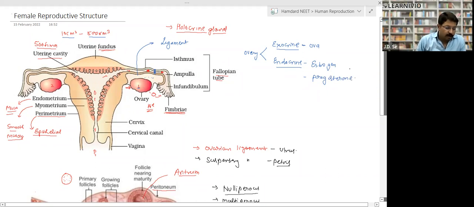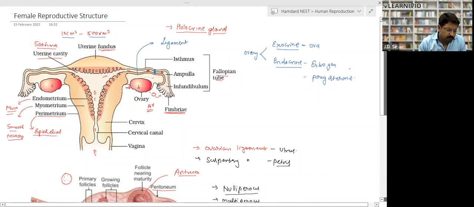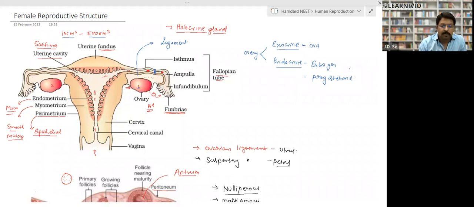The ovaries are like testes. They have both exocrine as well as endocrine function. Full stop. Exocrine and endocrine function, right?